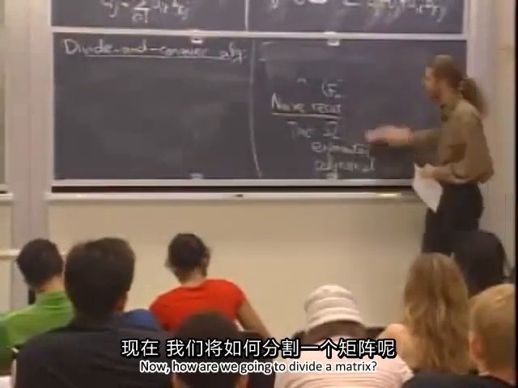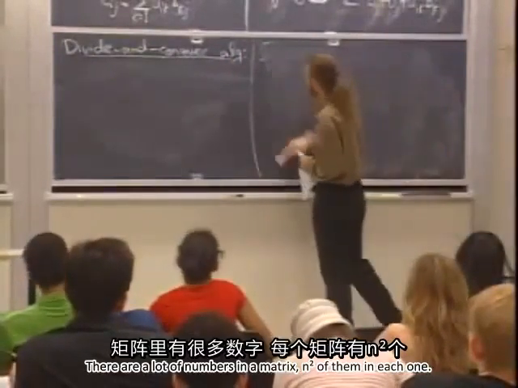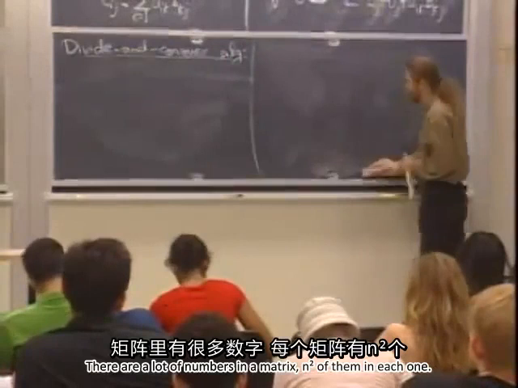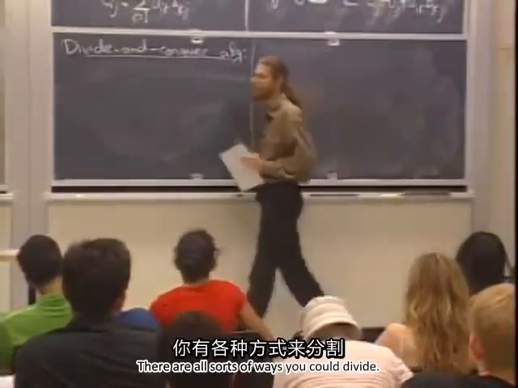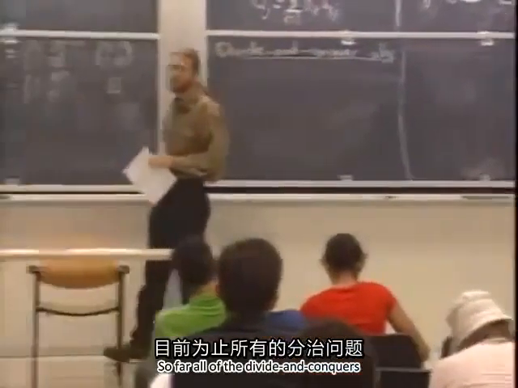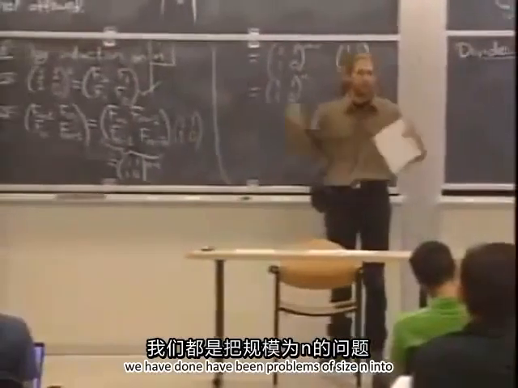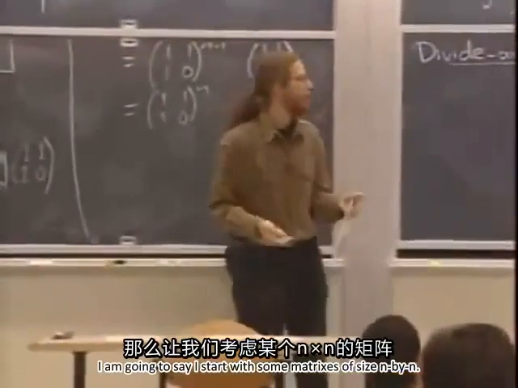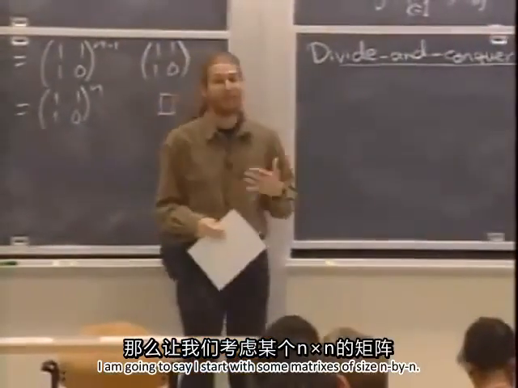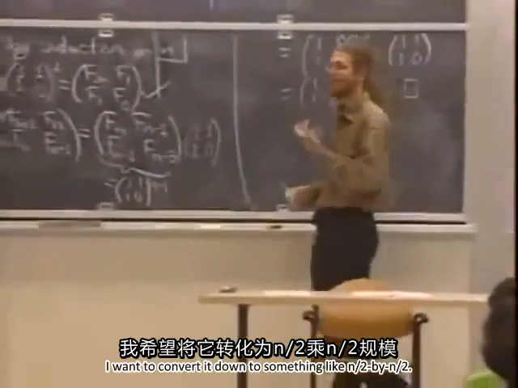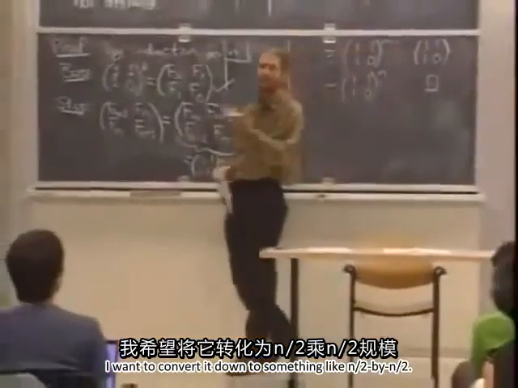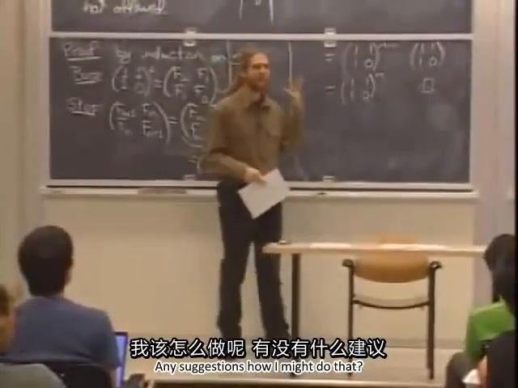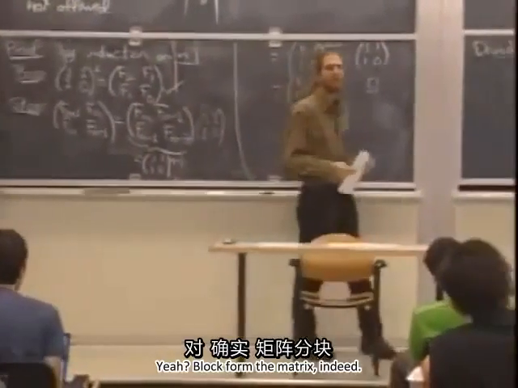Now, how are we going to divide a matrix? There's a lot of numbers in a matrix, n squared of them in each one. There's all sorts of ways you could divide. So far, all of the divide and conquers we've done have been a problem of size n into some number of problems of size n over 2. So I'm going to say I start with some matrices of size n by n. I want to convert it down to something like n over 2 by n over 2. Any suggestions how I might do that? Yeah.